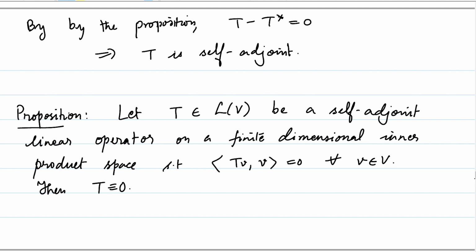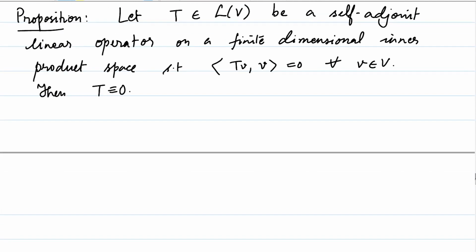So notice that this proposition has already been proven in the most general setting in the case of complex inner product spaces. We don't need to impose the extra condition that T is self-adjoint. In the case of real inner product spaces, T being self-adjoint is a sufficient condition to say that TV, V equal to 0 for all V forces T to be equal to 0. Let's give a proof of this.